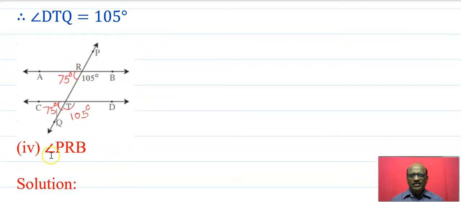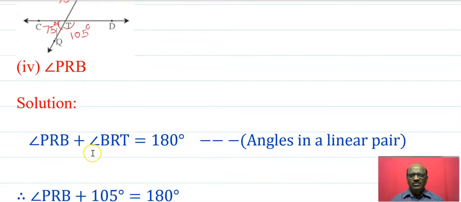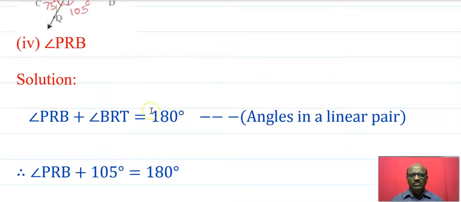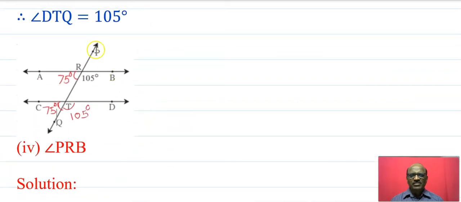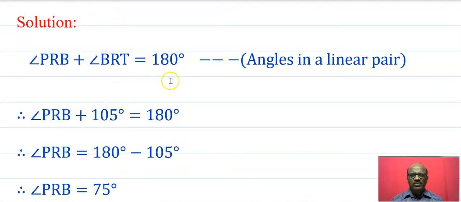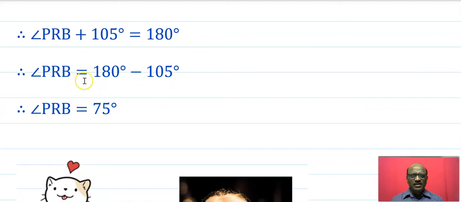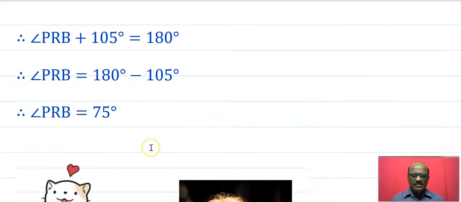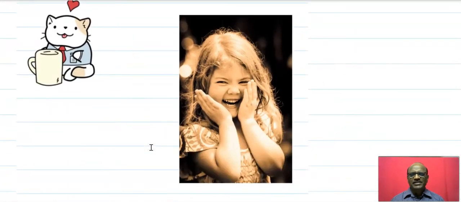Next, the measure of angle PRB. These are again vertically opposite angles, or we will apply the linear pair here. The measure of angle PRB plus the measure of angle BRT is equal to 180. Therefore, the measure of angle PRB plus 105 is equal to 180. Therefore, the measure of angle PRB is equal to 180 minus 105, that is 75. And in this way, we have completed practice set 2.1.